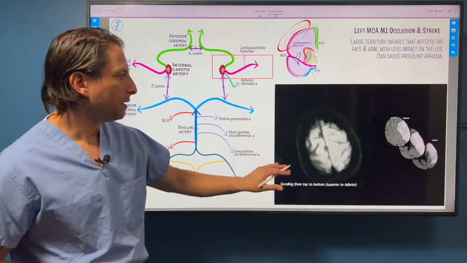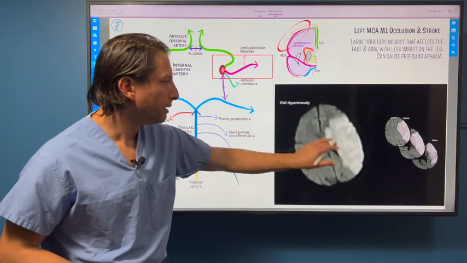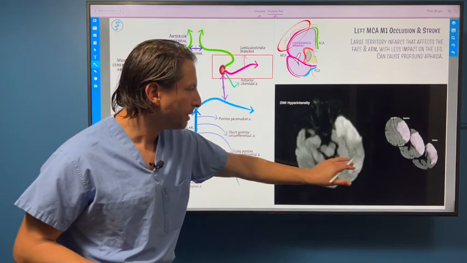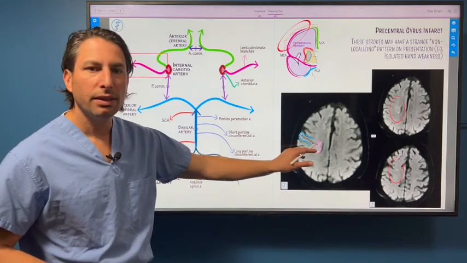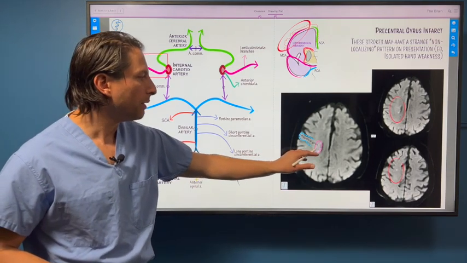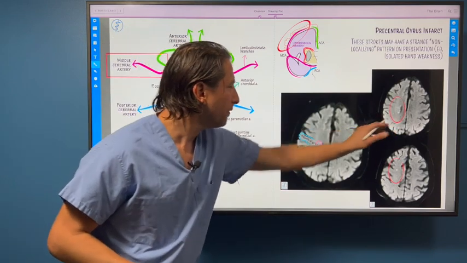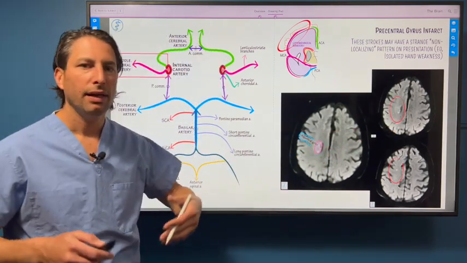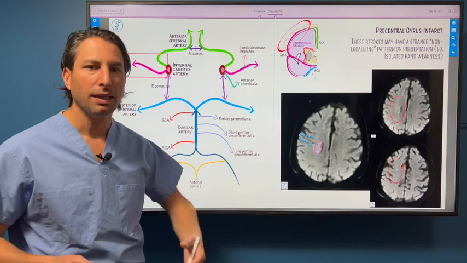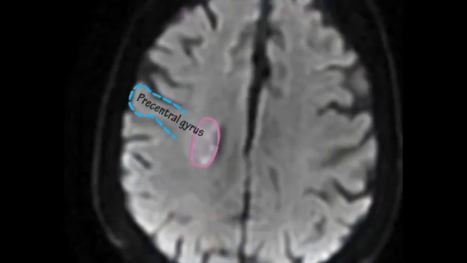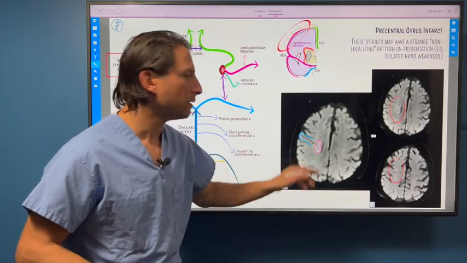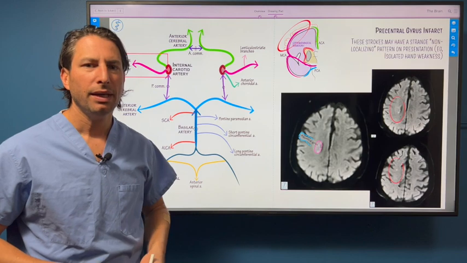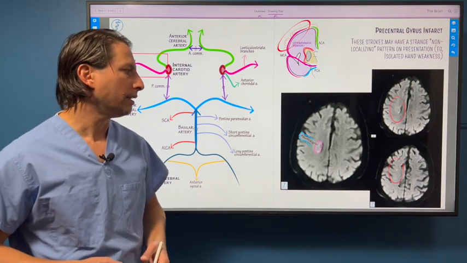And then this is just a scroll through of this territory of the MCA here. This is a small region of the MCA, so it's important to know that you can have these tiny little infarcts. So someone can have what seems like a non-localizing stroke where just a portion of the hand, just the medial fingers or something like that are affected, because you can have a tiny infarct in this precentral gyrus in this motor strip. And so it can appear to be non-localizing.